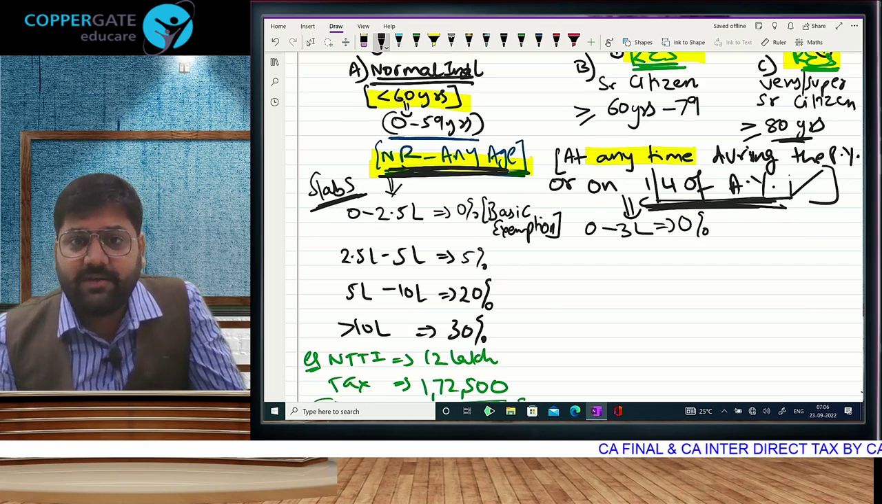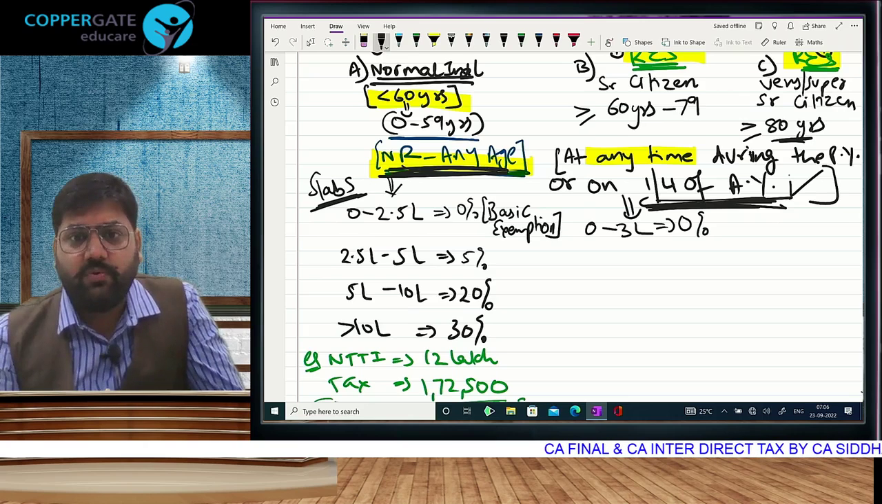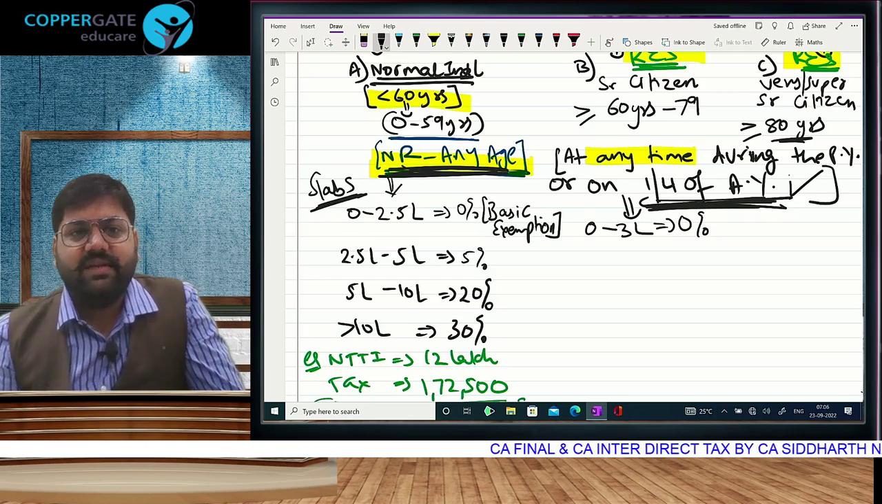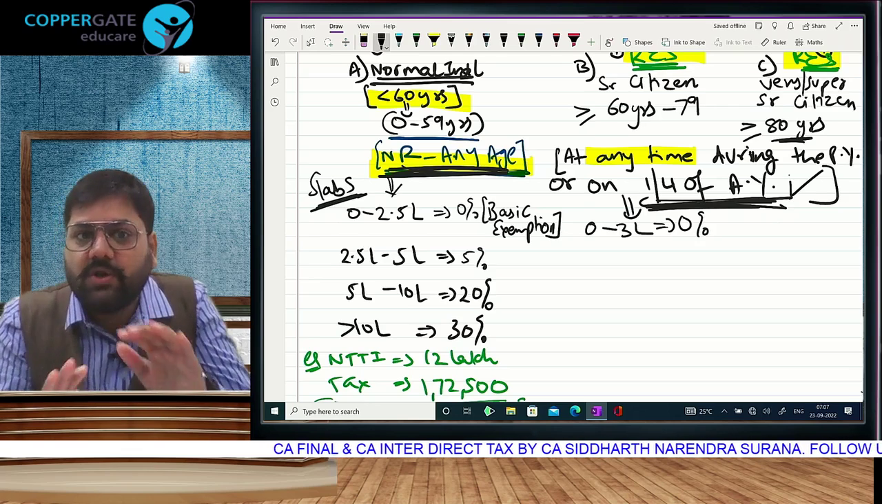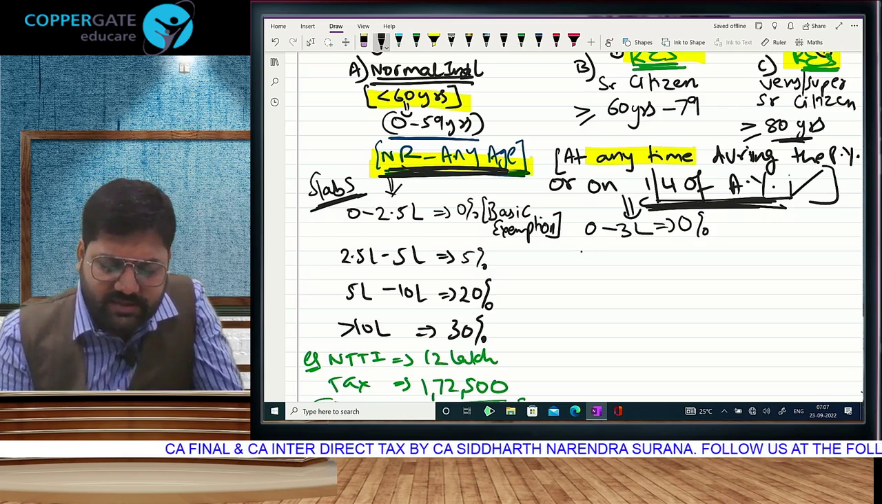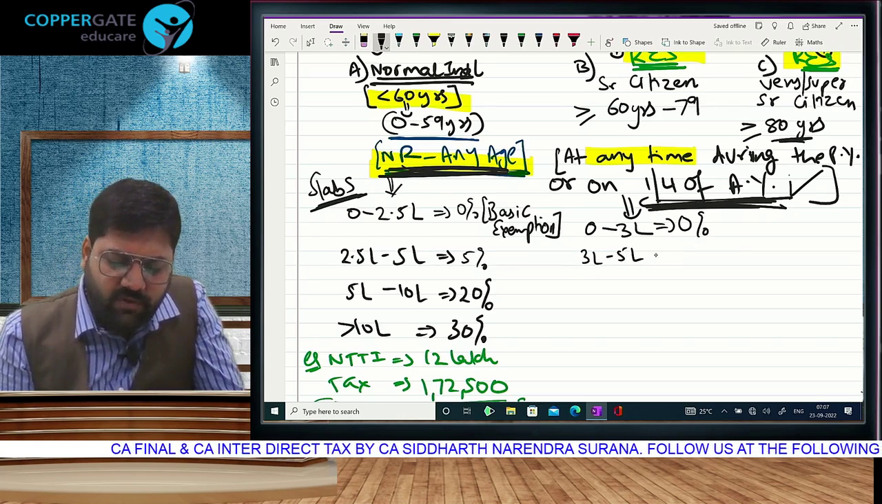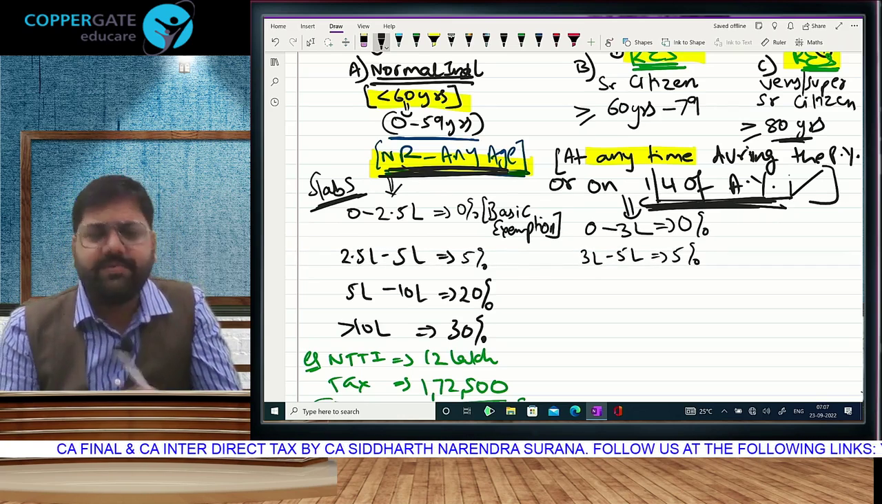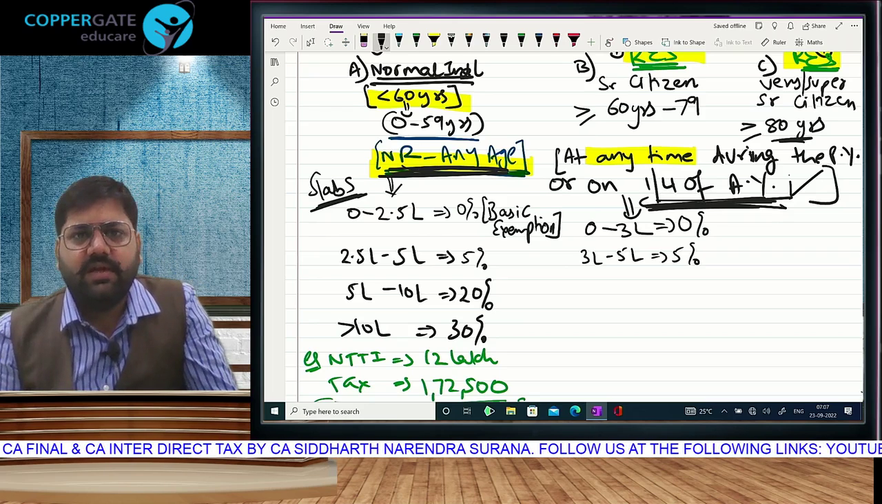Normal people will start paying tax after income of 2,50,000, but senior citizens will start paying tax only after income of 3 lakh. The first 3 lakh will not be taxed, and after this it is all same. All same matlab kya sir? Sir, till 5 lakh, what is the tax rate for other people? 5%.